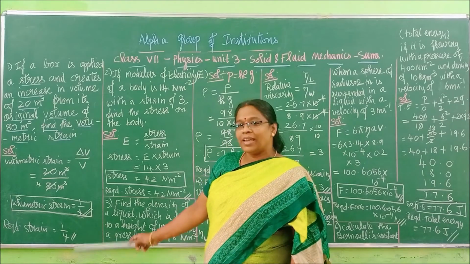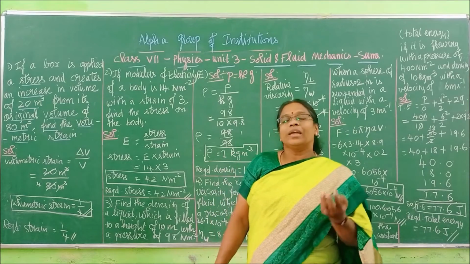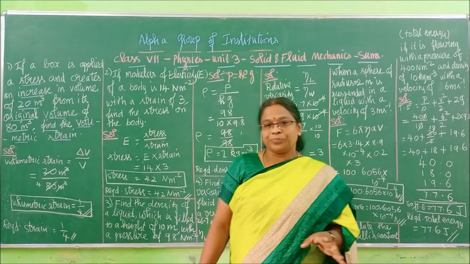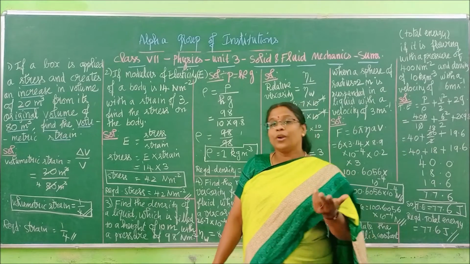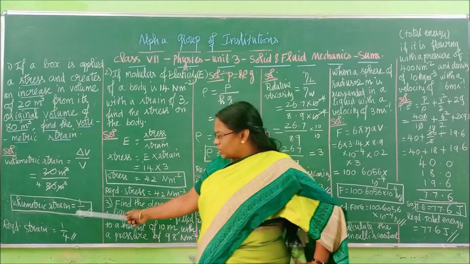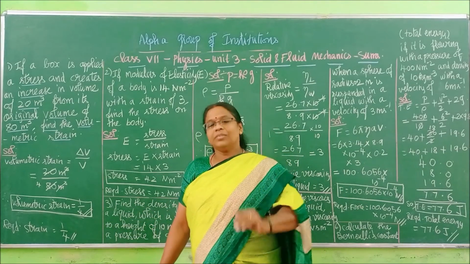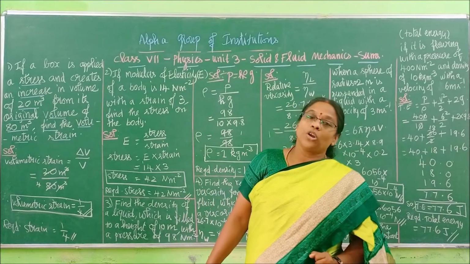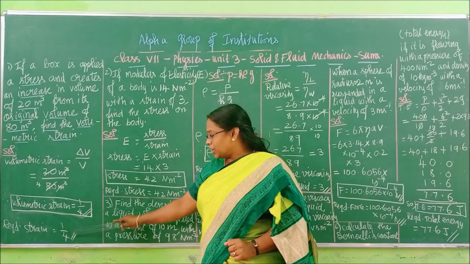Either you can leave it like this or you can write it in decimal form also. You can convert this by decimal division, and you will get 0.25. You can stop with this or you can change it into decimal form also. Okay children? So that is your answer. Required strain is 1 by 4.